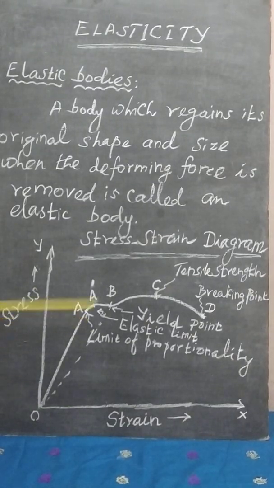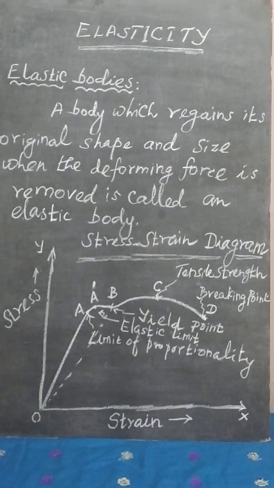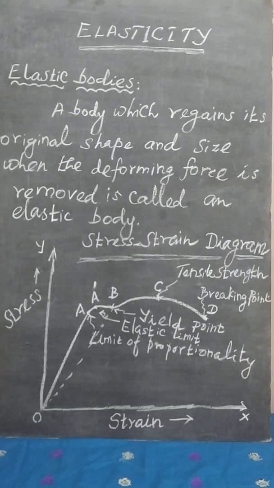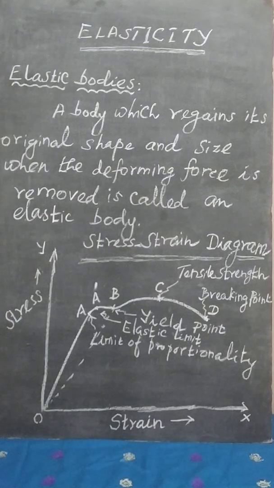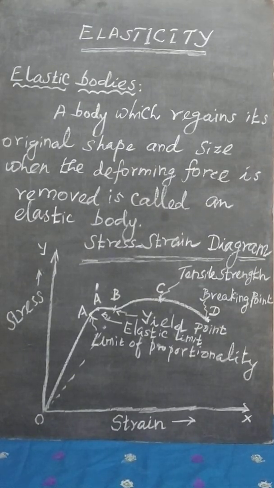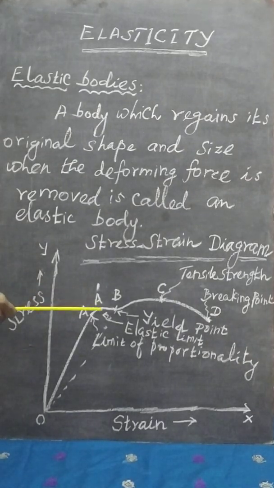From the point O to A, the material will get back the exact position, exact length, exact dimension. But here, from the point A to A dash, the material will come back toward the original position, but it cannot regain its exact original position or dimension. Therefore, it is the elastic limit.